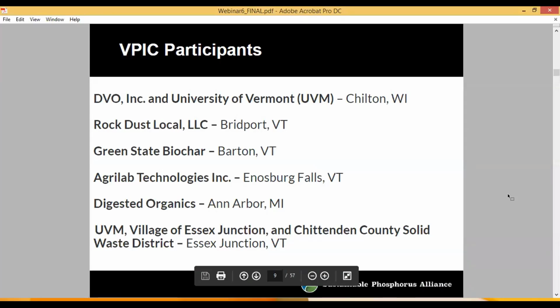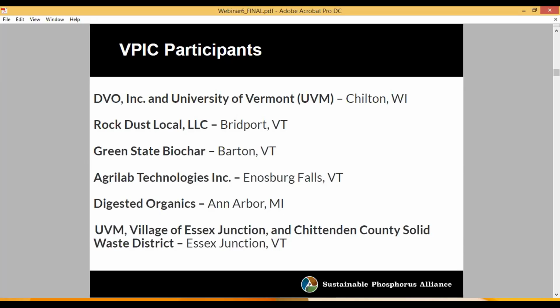So these are our participants at this point in time. 3 of these folks will be speaking, so I'll let them introduce themselves, but I did want to identify our other 3 participants that are not participating today. We have Rock Dust Local, a company based in Bridport, Vermont, that manufactures, applies, and studies minerals and mineralized biocarbon soil amendments that are deployed in fields to manage SRP and nitrogen losses through broadcast field applications, animal bedding mixtures, and in situ filtration media.